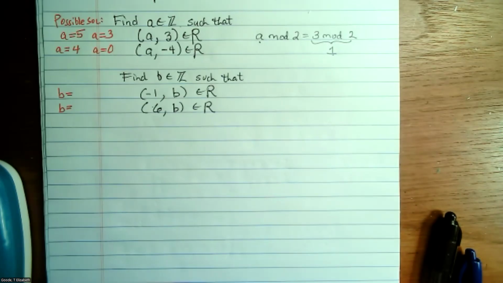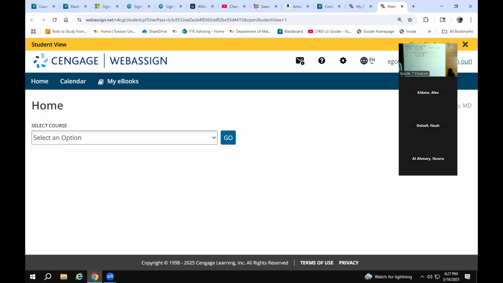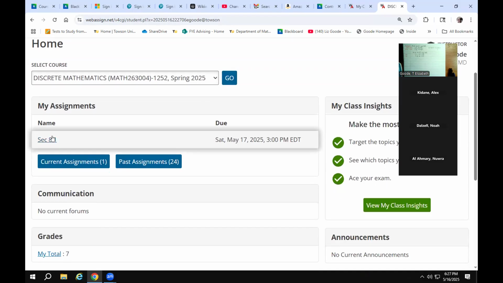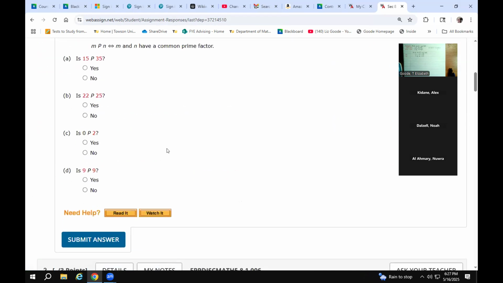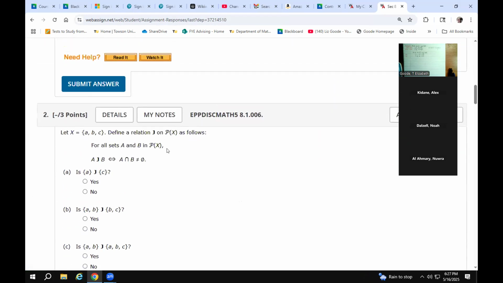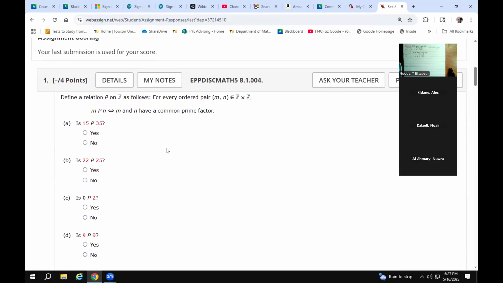Okay, I'm going to share my screen. All right, here we go. It doesn't matter which one I pick because they're both. All right, so 8.1, problem number 1, letter C. So M is related to N if and only if M and N have a common prime factor. Yeah, and remember, 0 is not prime. It's not a common factor, it's a common prime factor.